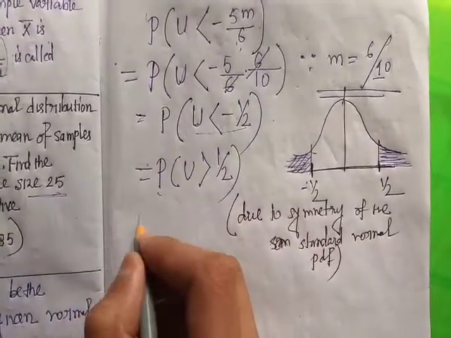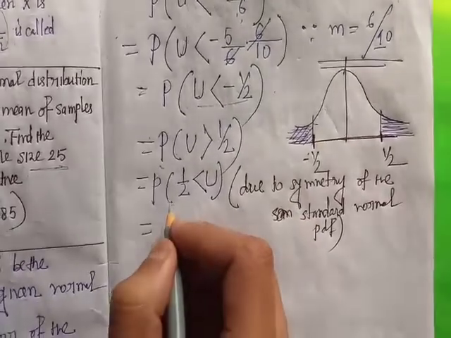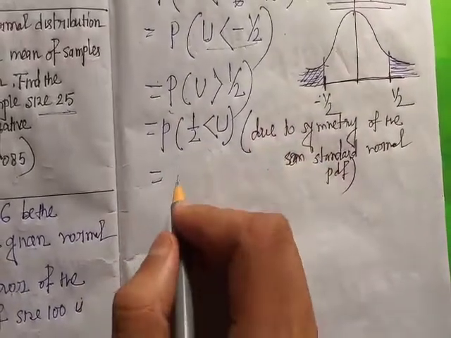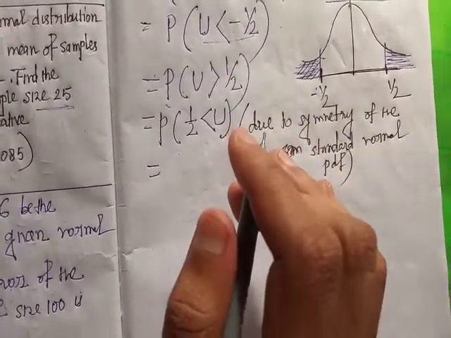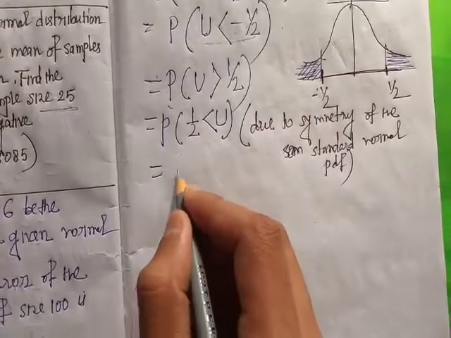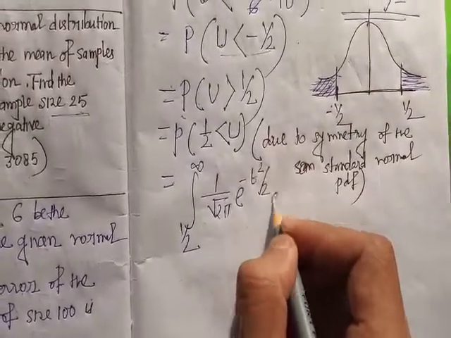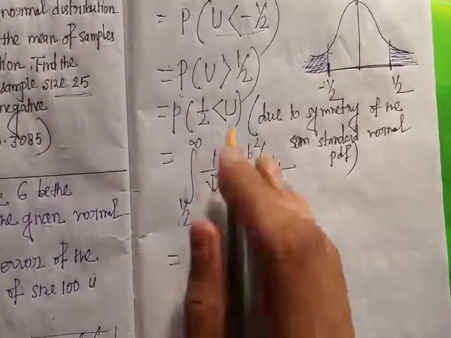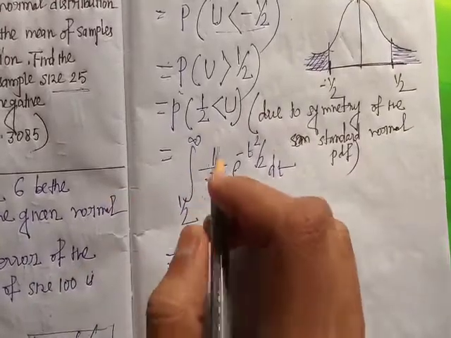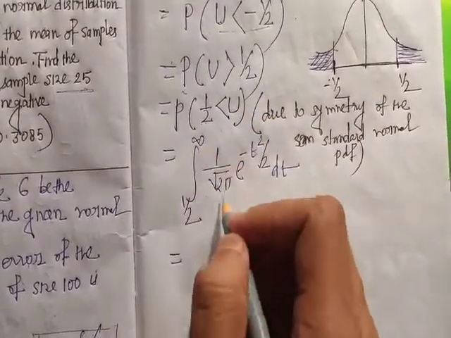That is, the probability of half less than U. Since U is a standard normal variate, the PDF of the standard normal variate is 1 by root 2 pi e to the power minus x square by 2, integrated dx. Here the range is half to infinity, so we integrate from half to infinity 1 by root 2 pi e to the power minus t square by 2 dt. This is the formula.